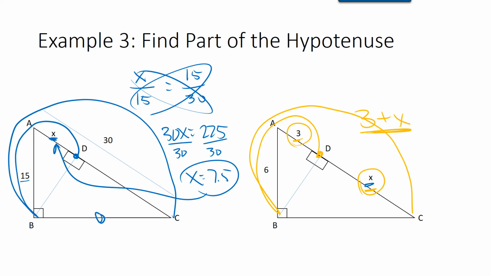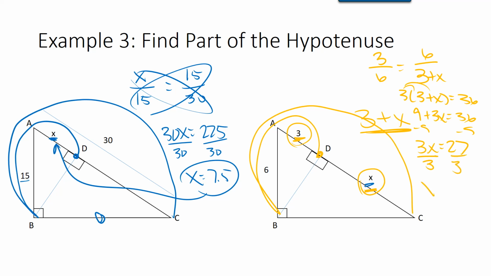So when I plug this in to my proportion, 3 over 6 equals 6 over 3 plus x, because I added the two parts that make up that whole hypotenuse, AC. For this one, I'm going to have to distribute. I have 3 times 3 plus x equals 36. Distribute that. 9 plus 3x equals 36. Take away 9. 3x equals 27. Divide by 3. X is 9.